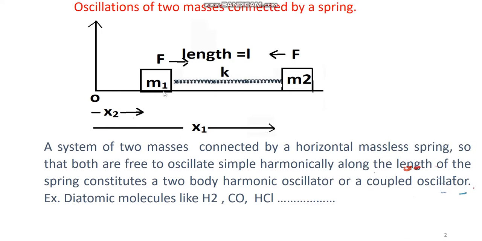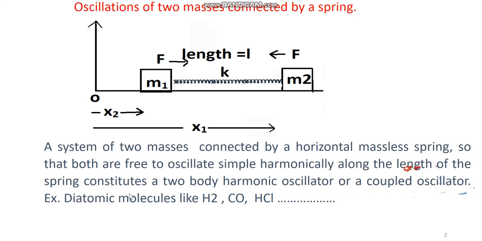Here you can see the two masses M1 and M2 connected by a horizontal massless spring, so that both are free to oscillate simple harmonically along the length of the spring. The spring constant is small k. A spring constant is always represented by small k, and the equilibrium length is L. When both are free to oscillate simple harmonically along the length of the spring, that constitutes a two-body harmonic oscillator or coupled oscillators.